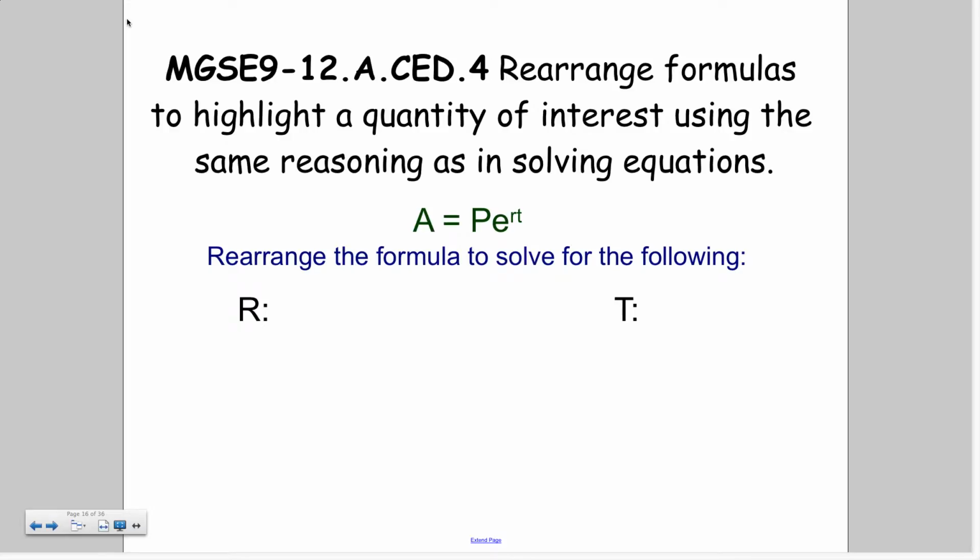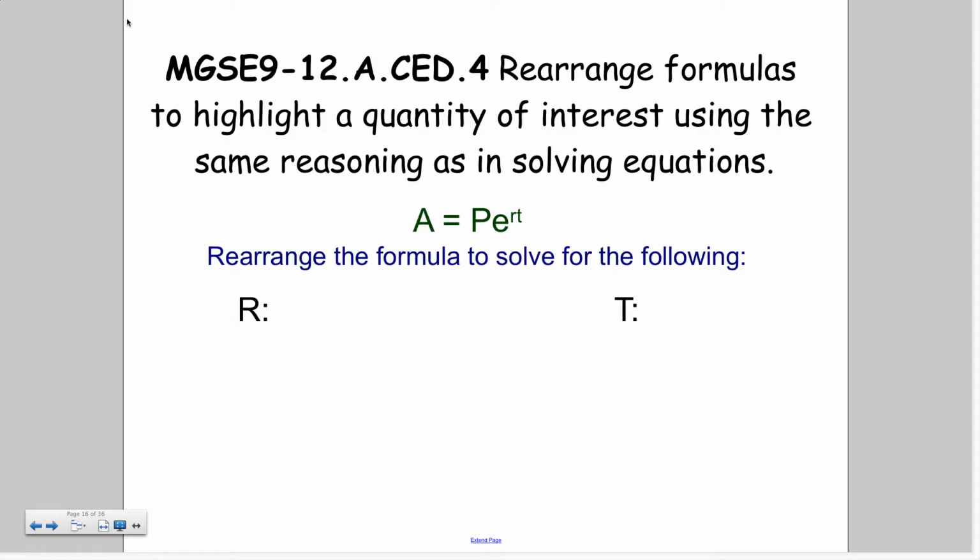Part 3 of Unit 6. Okay. We are going to rearrange formulas to highlight the quantity of interest using the same reasoning as in solving equations. So we are pretty much rearranging to solve for what it's asking us for. What I've done is I've taken all the formulas that we have used and even some that you should know, and we're just going to rewrite the equations to solve for the part that it's asking us for.